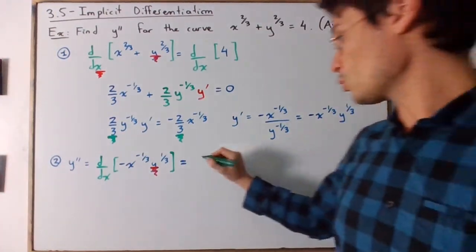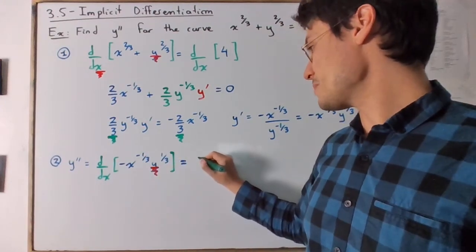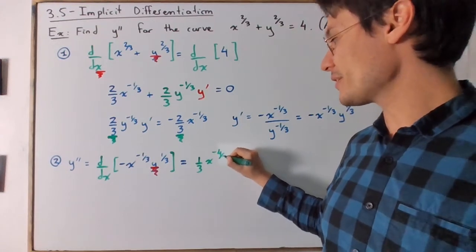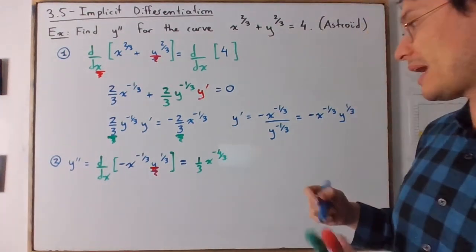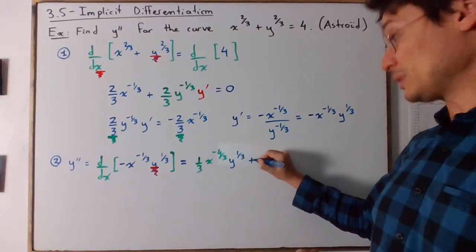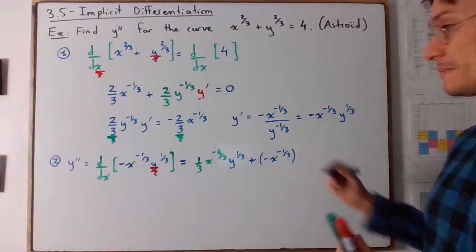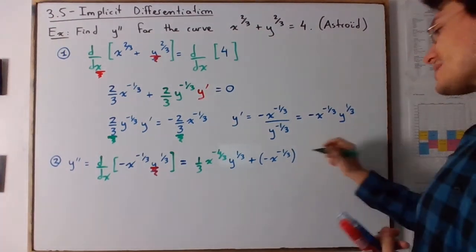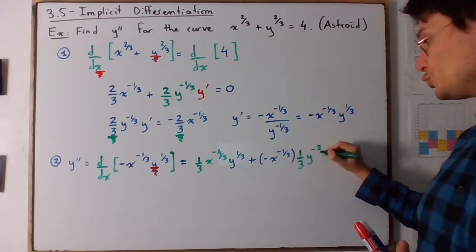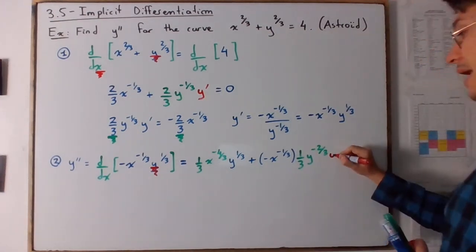So the product rule will give us here: this derivative will be positive a third, x to the negative 4/3, multiplied by y to the 1/3, plus negative x to the negative a third, times, using the outside inside rule, 1/3 y to the negative 2/3, multiplied by y prime.